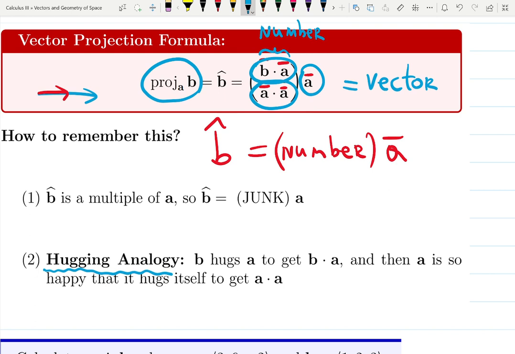And that's how you memorize it. Such a genius idea. I like it so much. It's so cute. B wants to be on top of A because it's projecting on top of it. So it's hugging it, right? A gets happy about it and also hugs itself. And that's how this number comes up. So your job is to memorize the number. Yes, question.